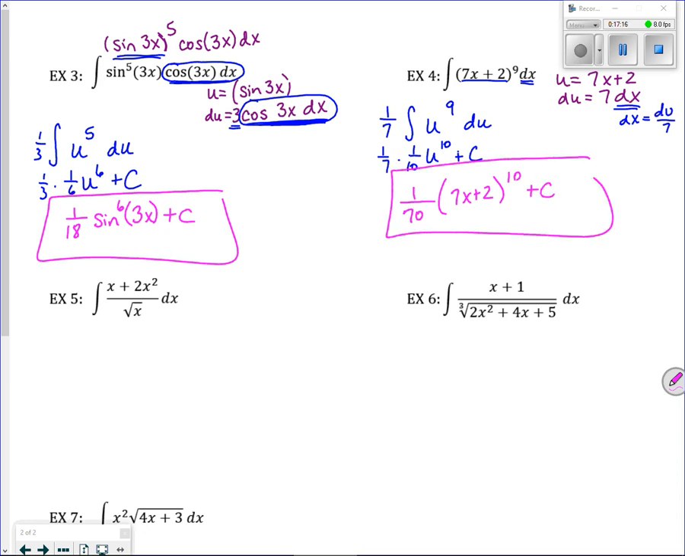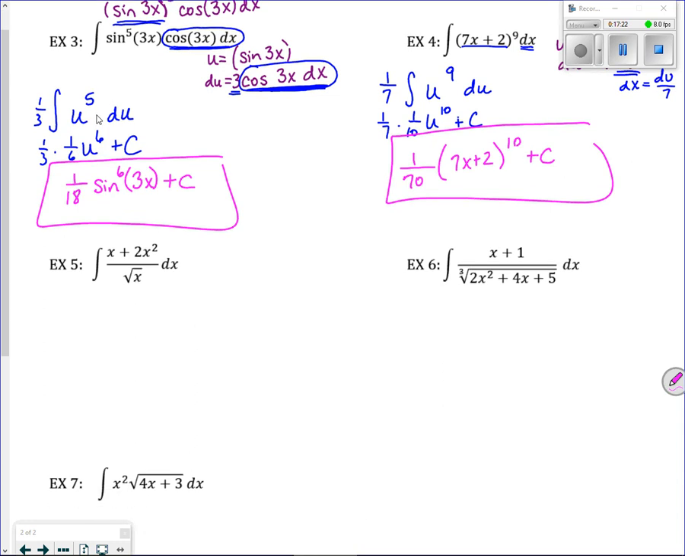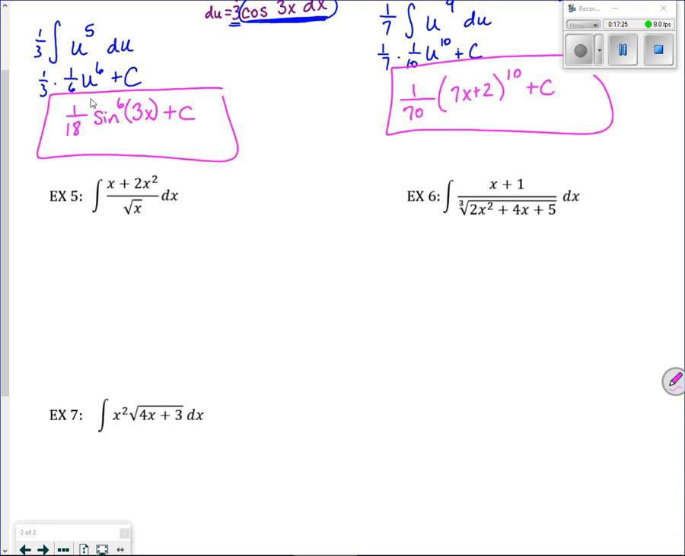And there's my answer. So it sounds hard, but the steps, you just kind of follow the same steps, and you can rock on through. All right, why don't you try 5 and 6 by yourself? So again, stop the video and try 5 and 6.